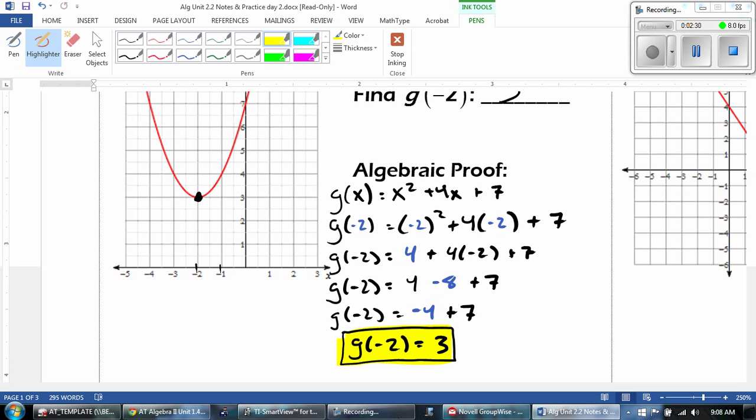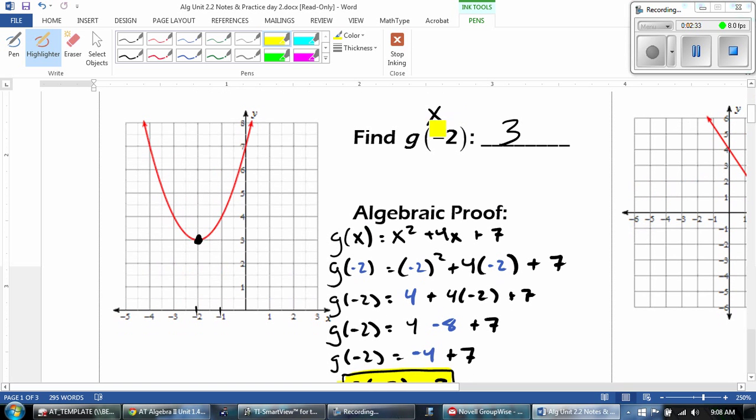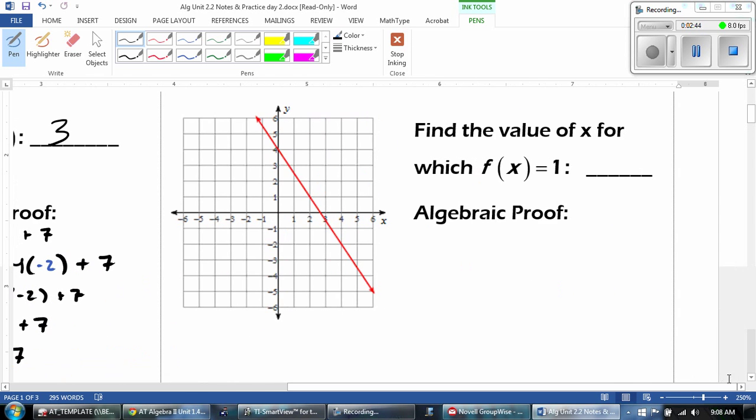Remember, when they give you the x, you just have to find it on the horizontal axis and go to the graph, if you've got the graph. Otherwise, you have to plug it in. Now, when they say find the value of x, remember, here's our x, there's our y. We want to find x when y is 1. So I'm going to go on the y-axis, draw my horizontal line, and that's where we find out that x equals 2.